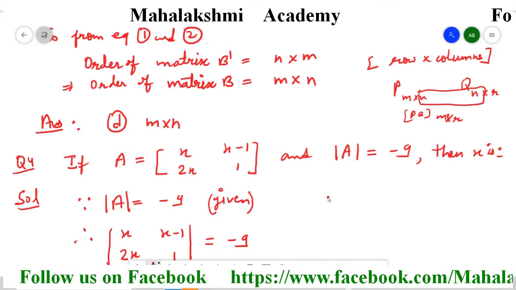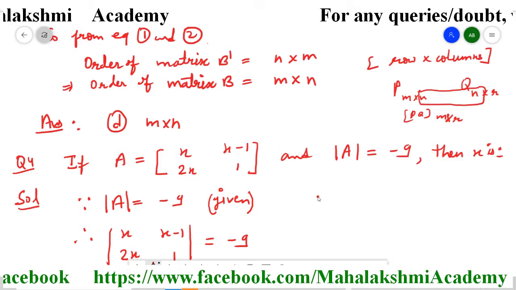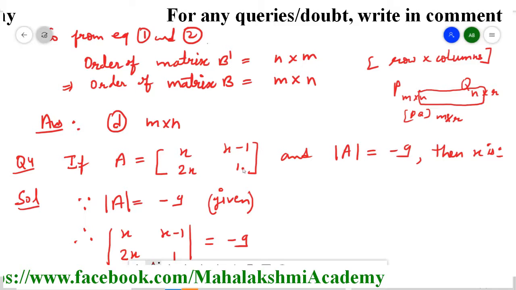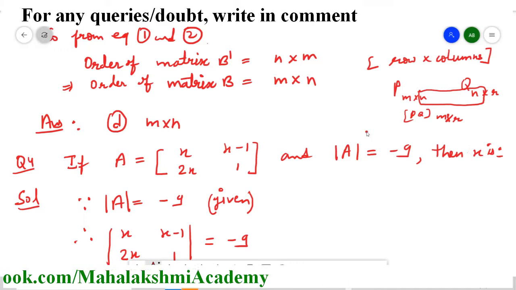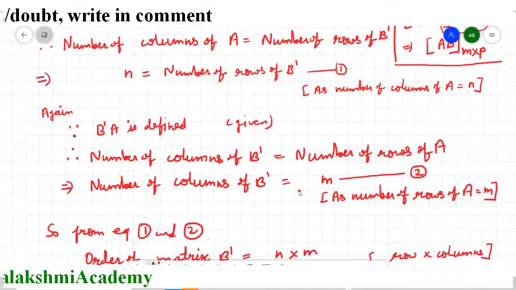Now question number 4 in the Excellent worksheet. The question is given wrong. I wrote it correctly here, you just go through this. See the question: if matrix A is this and the determinant of A is -9, then find X. Let's see what is given in the Excellent worksheet.